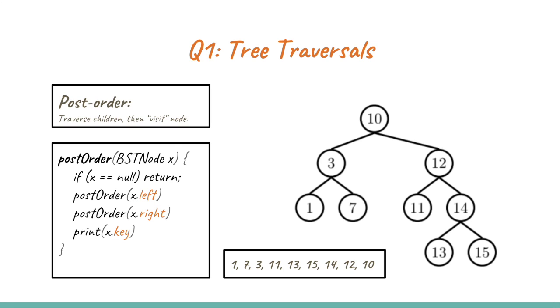At this point, we're back in node 10's call frame. But before processing this node, we must traverse its right children in the same manner. So the rest of the traversal will be 11, 13, 15, 14, 12, and finally 10.